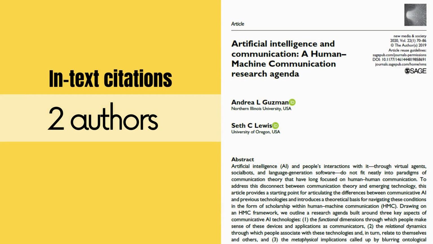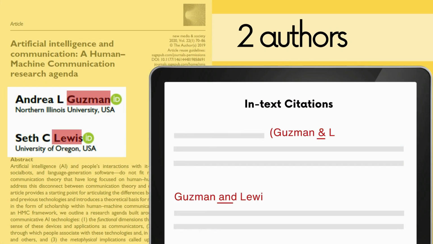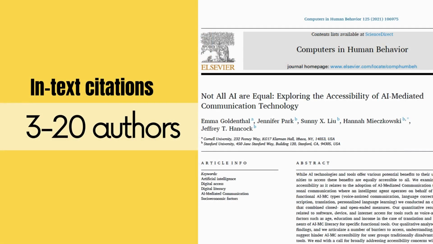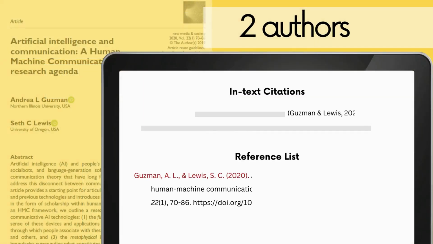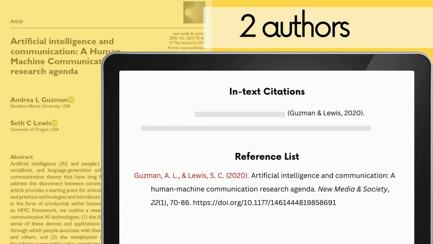For in-text citations, if there are two authors, cite both surnames separated by an ampersand. If there are more than two authors, cite only the surname of the first author, followed by et al. Similarly, in the reference list, when you have two authors, you'll list both of their names separated by an ampersand.